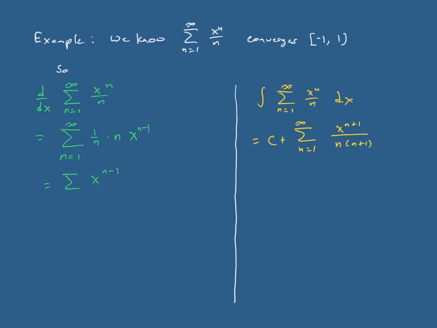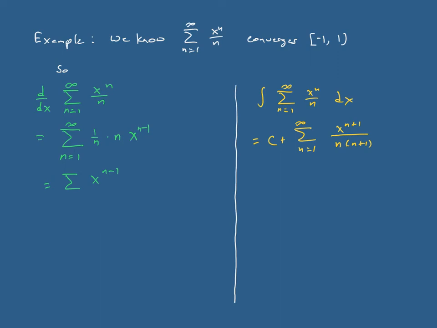So let's take a look at what we mean. Earlier we went through and found the interval of convergence for this particular series, n equals 1 to infinity of x to the n over n. And we know it converges from -1 to 1. The radius of convergence was 1. Center is 0. But we're including -1 and we're not including 1. Okay?